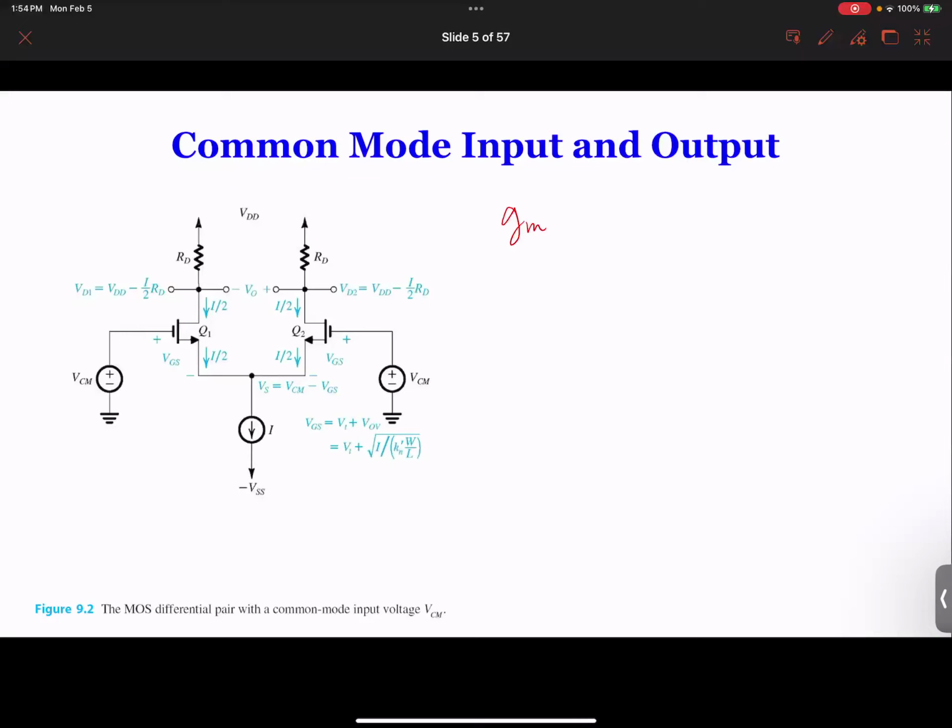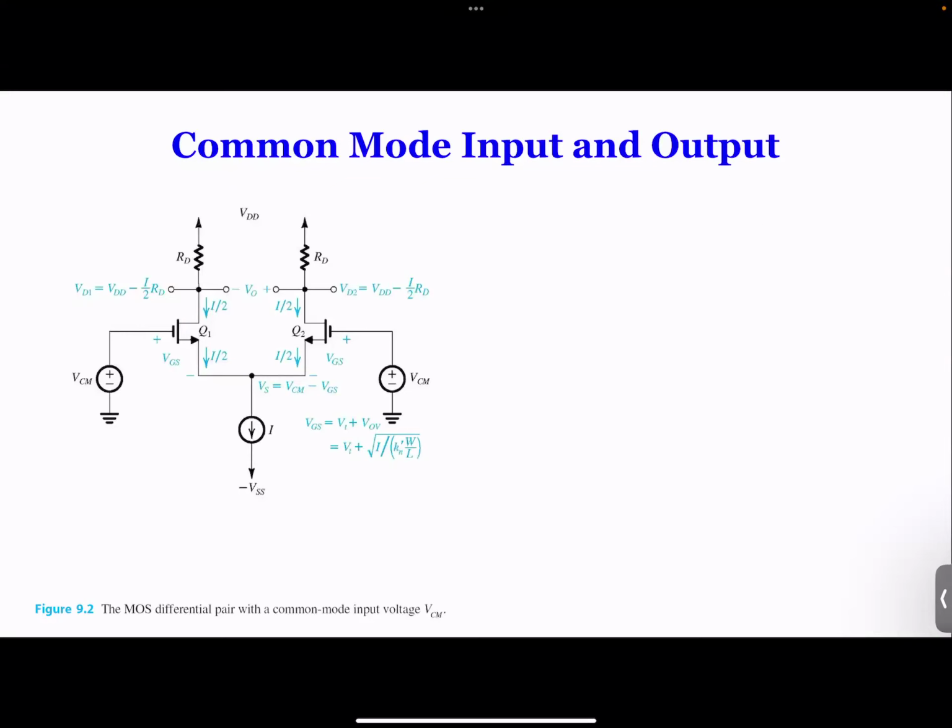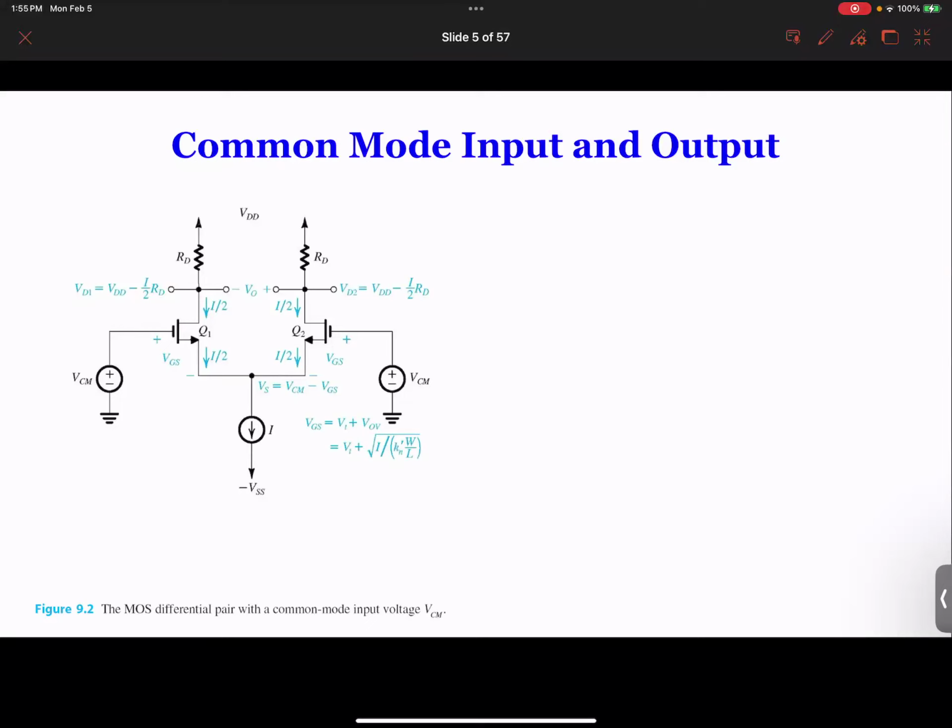But in this particular circuit, what we also wanted to understand is what happens if the gate is not connected to ground, like if each of them is connected to a voltage. In this case, we connect both gates to the same voltage. Because they're the same, we call it COM. They're common, so they are the same. So this is called common mode. When we say common mode, it means the gates are connected to the same voltage.